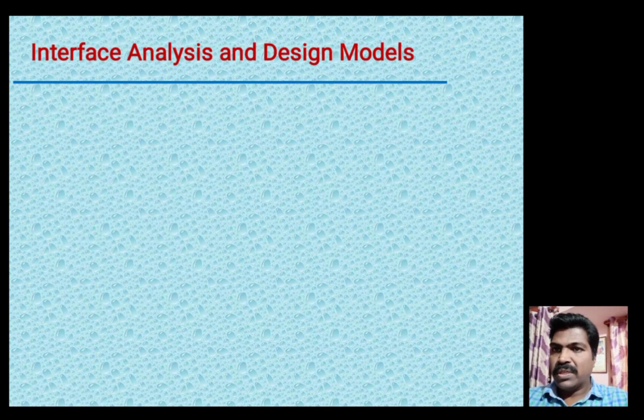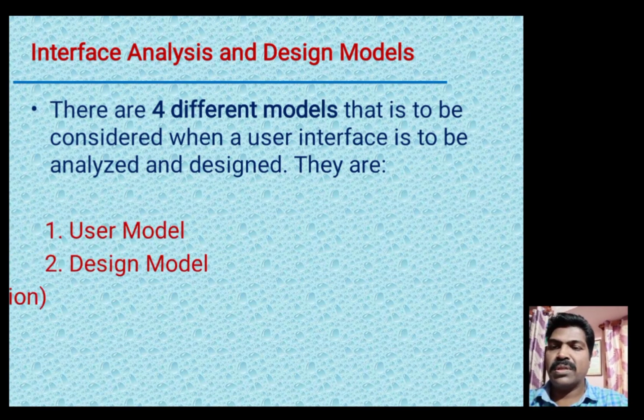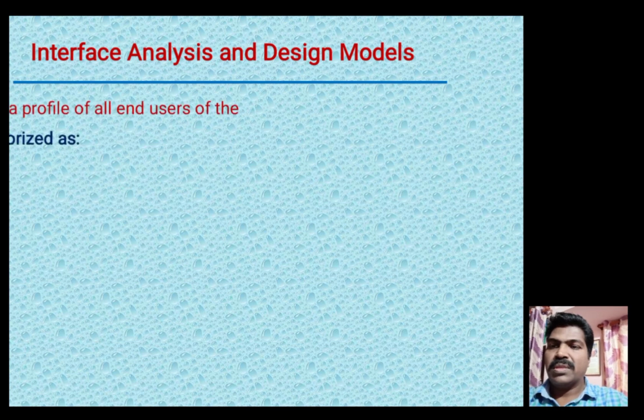Next, coming to interface analysis and design models, there are four different models to be considered when a user interface is analyzed and designed. They are the user model, design model, user's mental model, and the last one is the implementation model. Now we'll see them one by one.